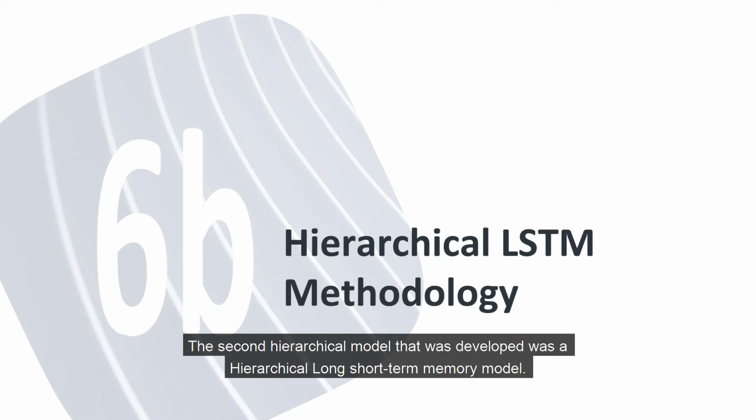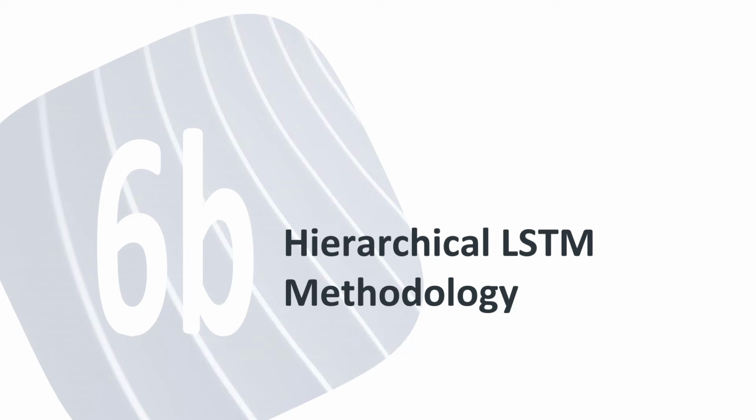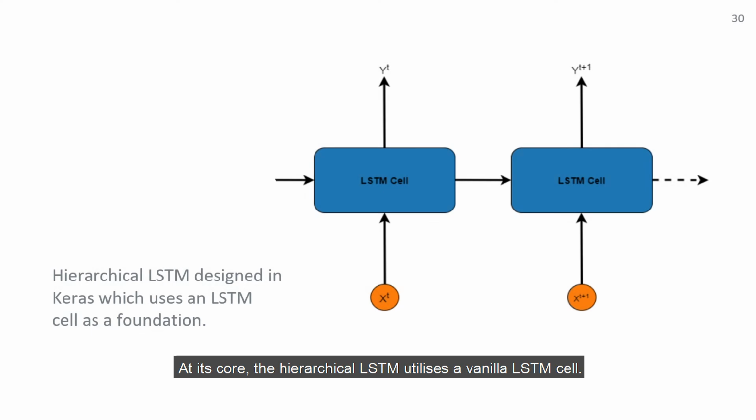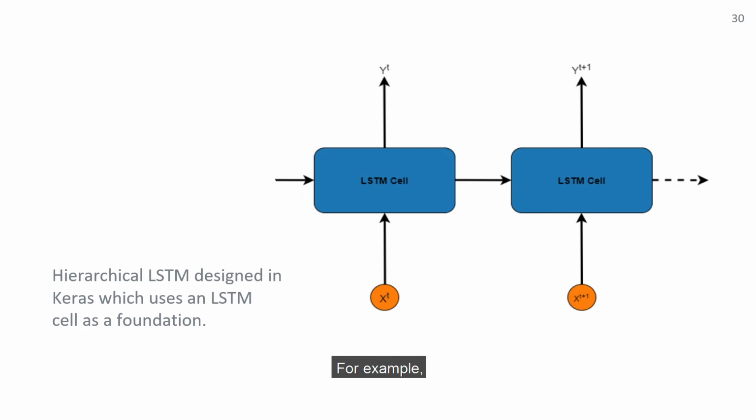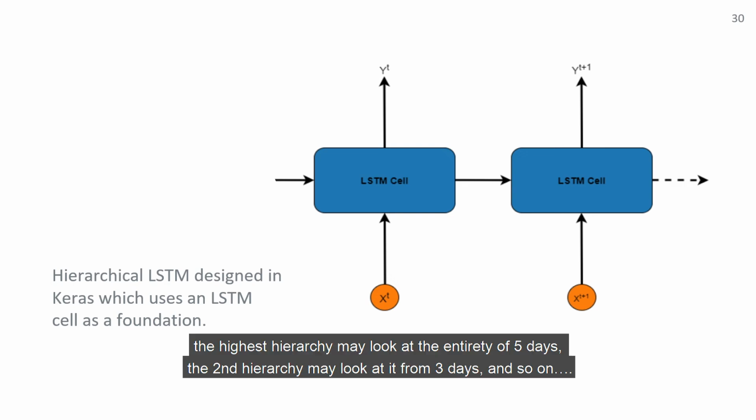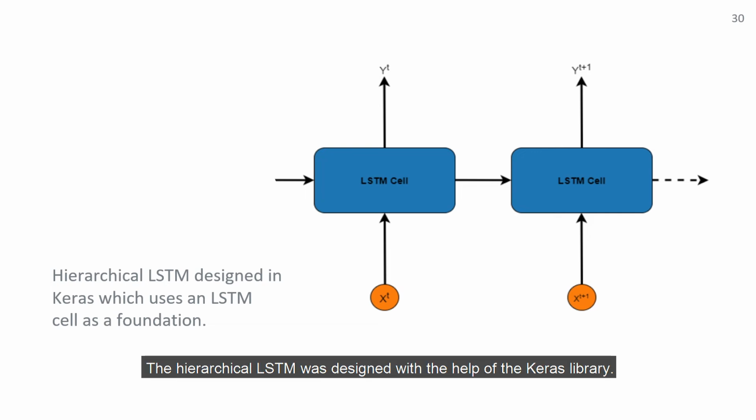The second hierarchical model that was developed was a hierarchical long short-term memory model. At its core, the hierarchical LSTM utilized a vanilla LSTM cell. It was then provided with a time series hierarchical architecture. This means that the submodule will look at different windows. For example, the highest hierarchy may look at the entirety of 5 days, the second hierarchy may look at it from 3 days, and so on. The hierarchical LSTM was designed with the help of the Keras library.